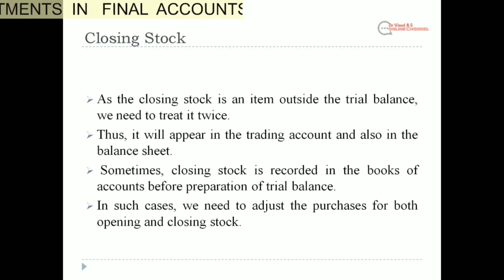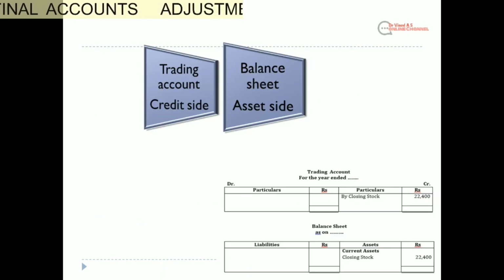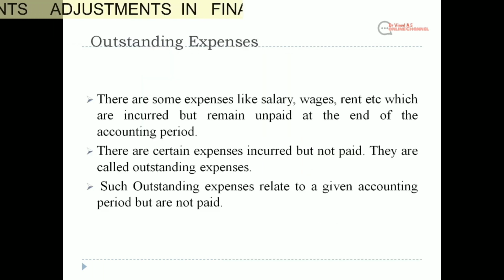Sometimes closing stock is recorded in the books of account before preparation of the trial balance. In such a case, we need to adjust the purchases for both opening and closing stock to find out the amount of closing stock. If the amount of closing stock is there, it will be shown on the credit side of the trading account as closing stock, and it will again be shown on the asset side of the balance sheet as part of current assets.